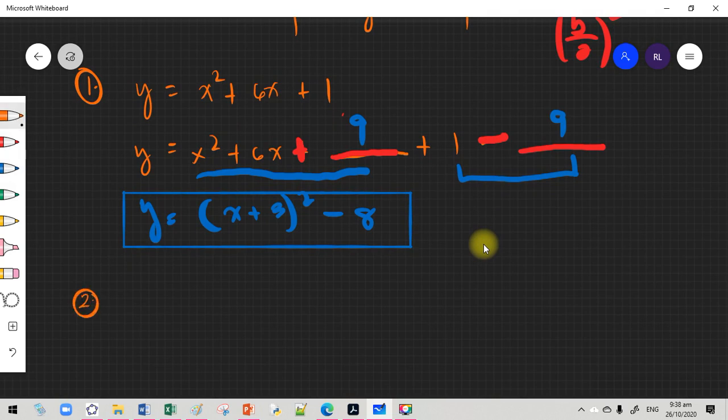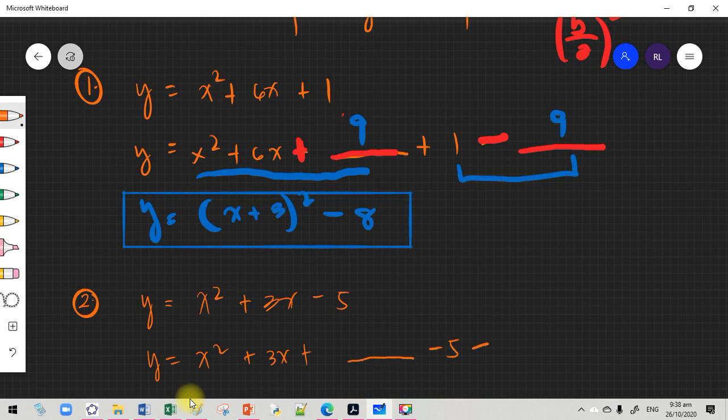For number 2, let us say y equals x squared plus 3x minus 5. So let's rewrite this into its general form. We will have y equals x squared plus 3x plus something else, then copy minus 5, then minus something else.